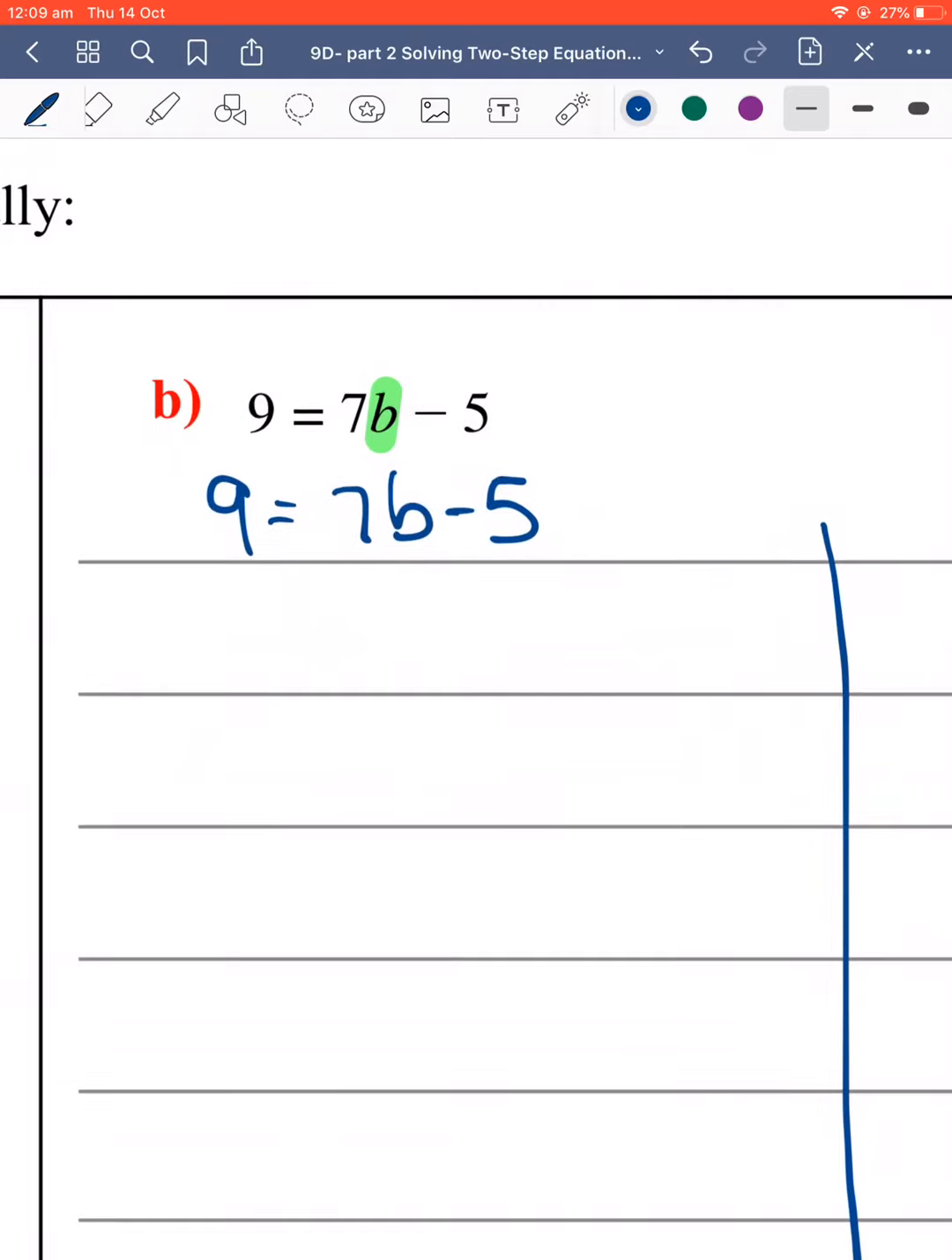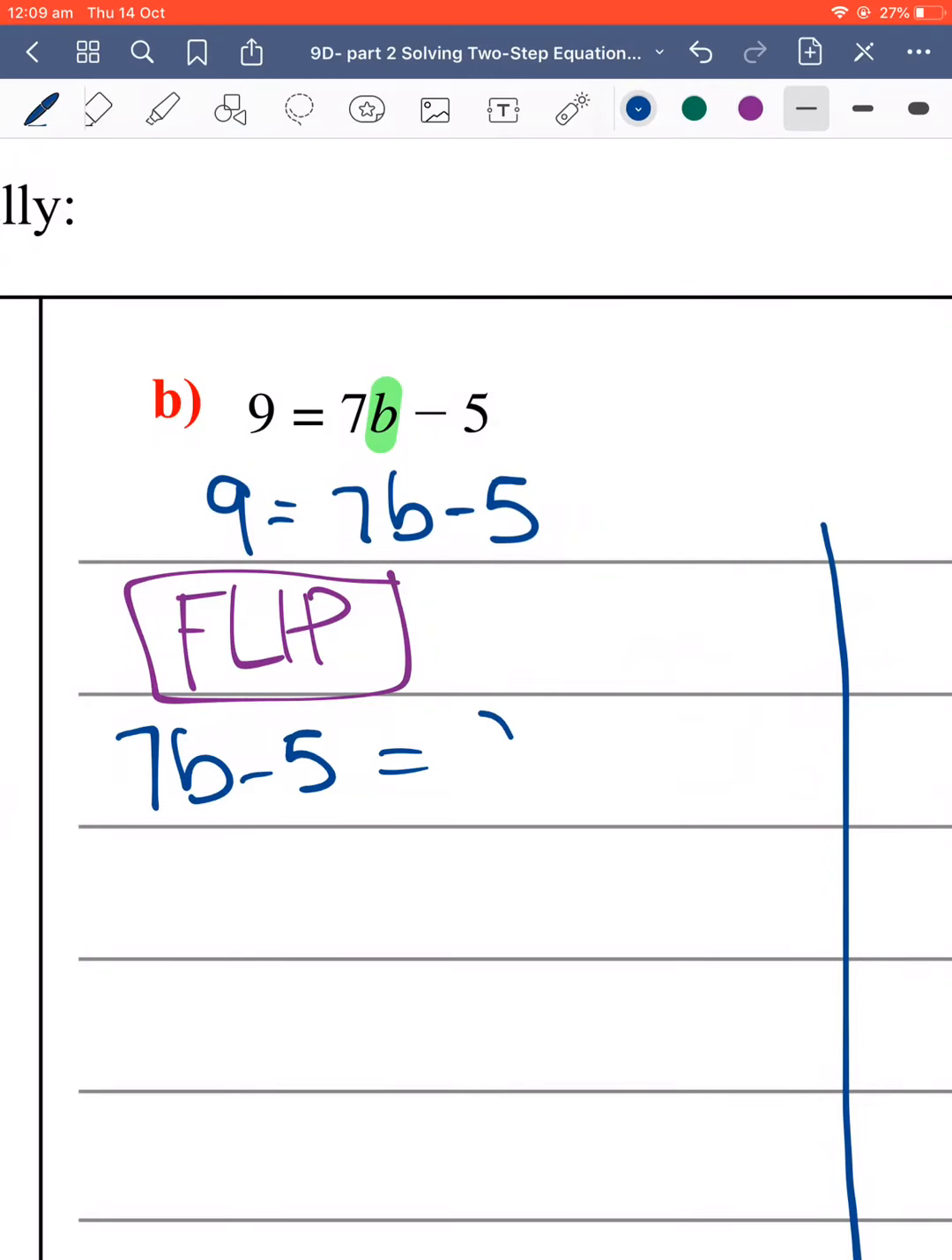So if I'm going to flip at the start, I'm going to write flip. So I have to flip my equation. So that means 7b minus 5 equals 9. So I'm going to do that as my first step.